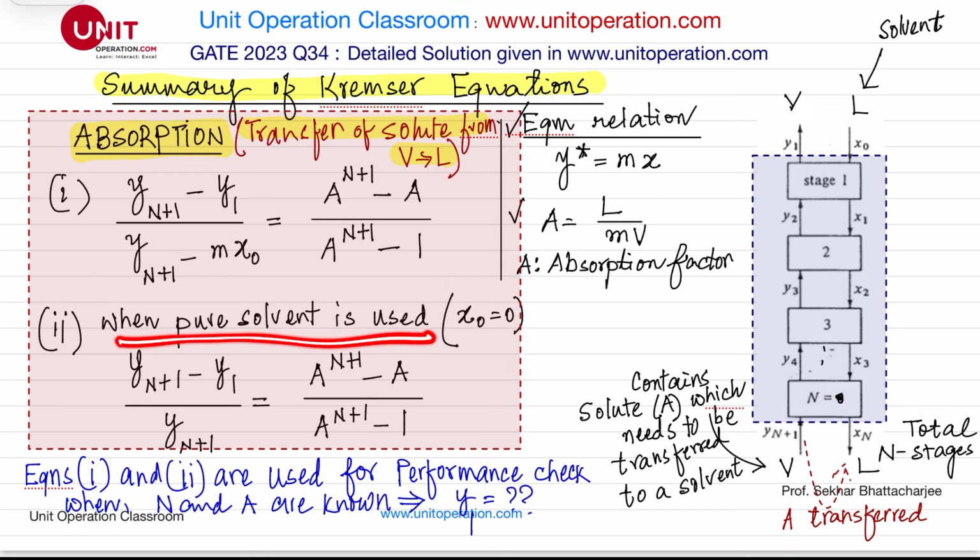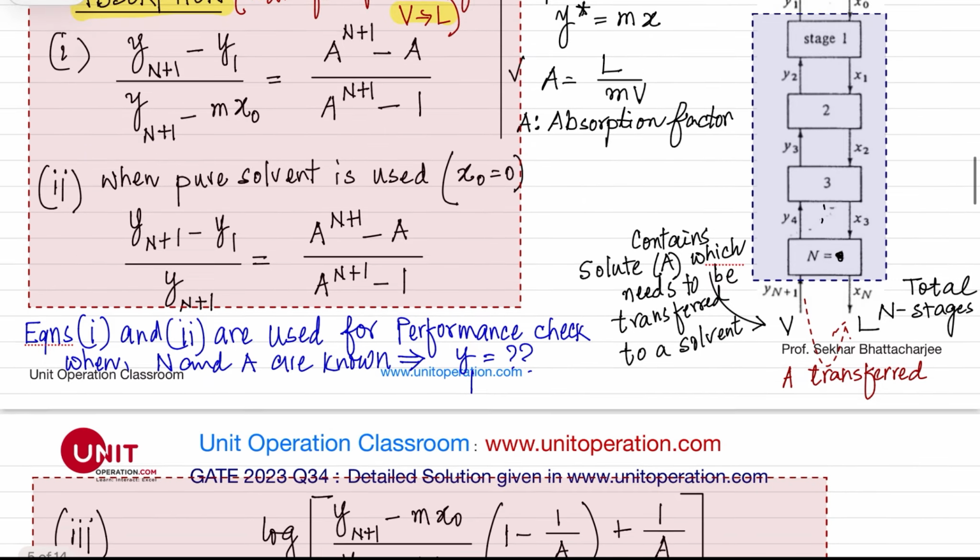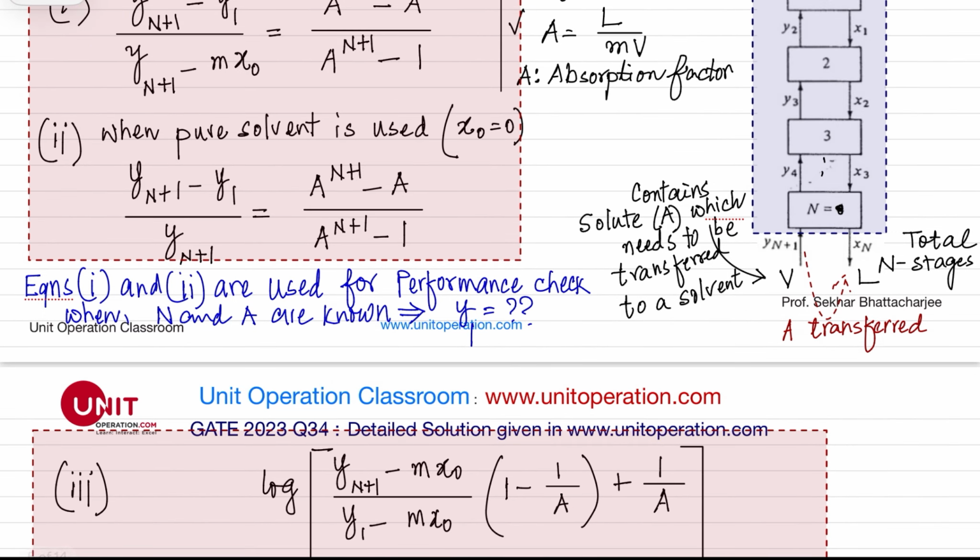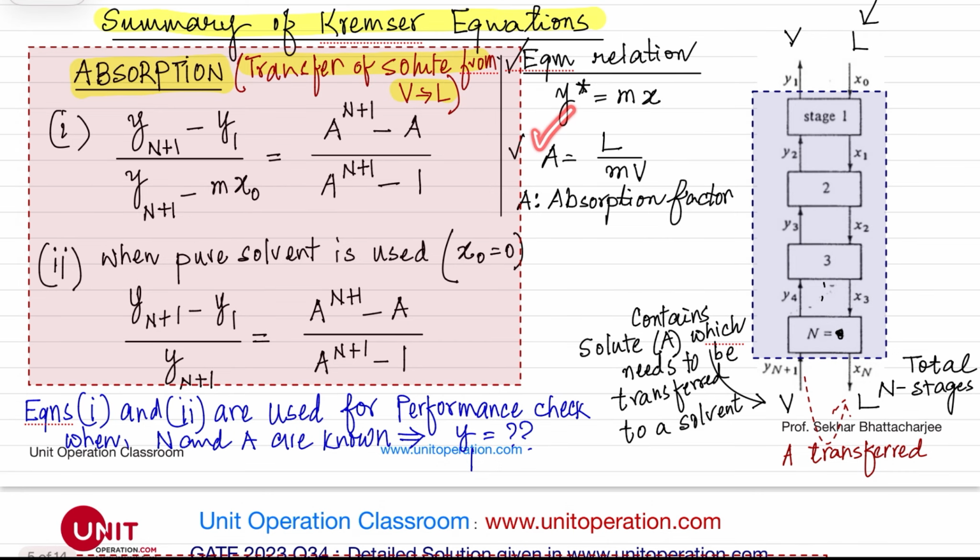When pure solvent is used, which is normally true, but again, this is not a requirement. It can have a positive value, but normally we use pure solvent. In that case, this is the equation which we use. These equations are used just for prediction of what would be the mole fractions here. And this is the equilibrium relationship we already know.